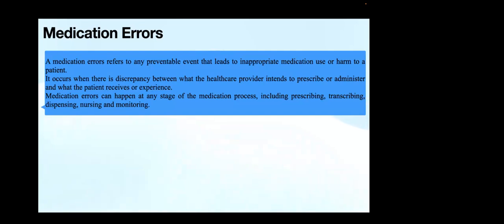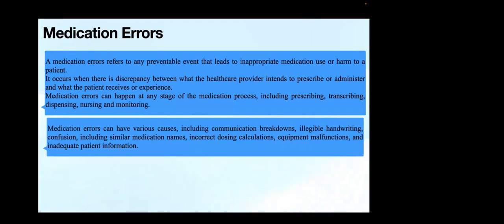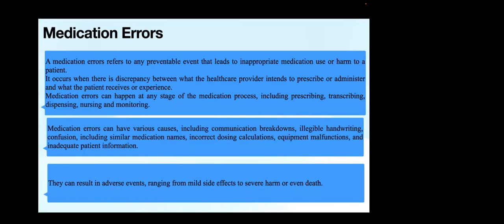And a medication error can happen at any stage of the medication process, including prescribing, transcribing, dispensing, nursing, and monitoring. At any stage, medication errors can take place. Medication errors can have various causes also, including communication breakdowns, illegible handwriting, confusion including similar medication names, sound-alike, look-alike drugs, incorrect dosing calculation, equipment malfunctions, and inadequate patient information. So that can be the cause of medication errors. And they can result in adverse events ranging from mild side effects to severe harm or even sometimes death.